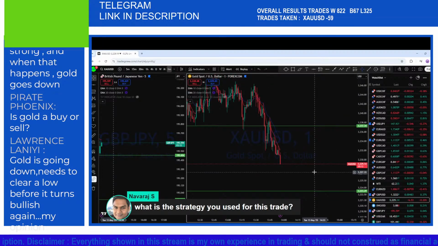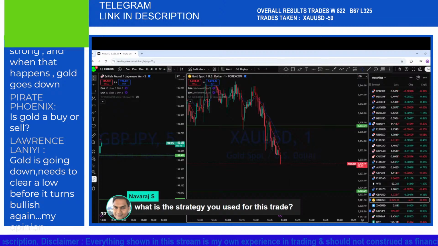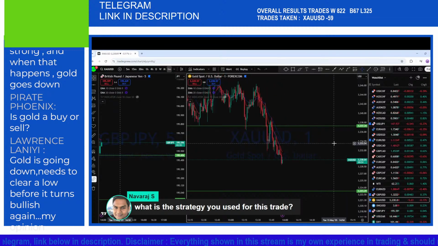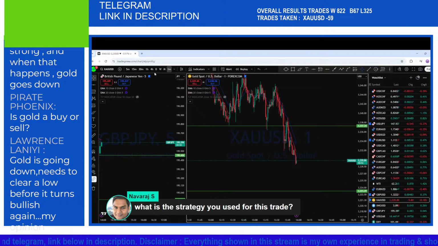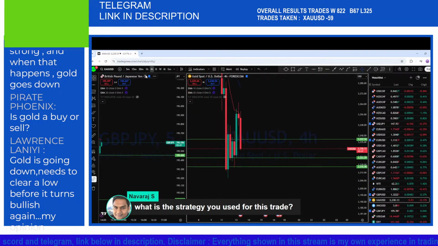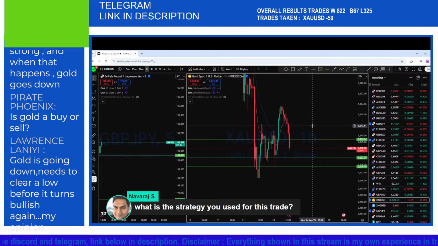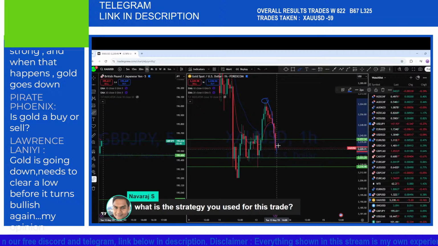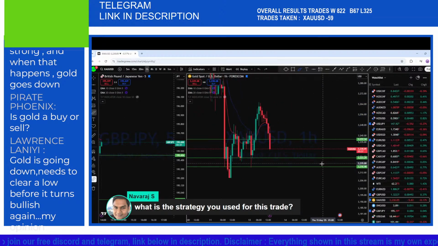So this is a complete break of the support level here in that area. And now as the market has dropped to that support on the lower time frame, as you can see, from this level it's a complete break below here.